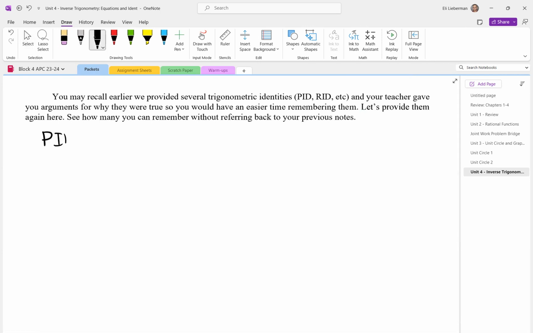There's 3. So PIDs. I'm going to write down the first one. Sine squared theta plus cosine squared theta equals 1. RID. What does RID stand for? Any idea? Reciprocal identities. What is the first reciprocal identity we learned?